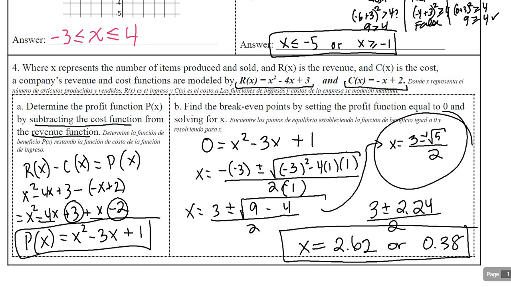Does that make sense in terms of the story problem? Probably not. Usually, most businesses will need to produce more than 2 items in order to break even. However, what if this is fine art? Maybe you only need to sell 2 things. What if this is real estate? Maybe you only need to sell 2.62 houses on average a year in order to make enough money. I don't know. There are things where you don't need a lot of items.